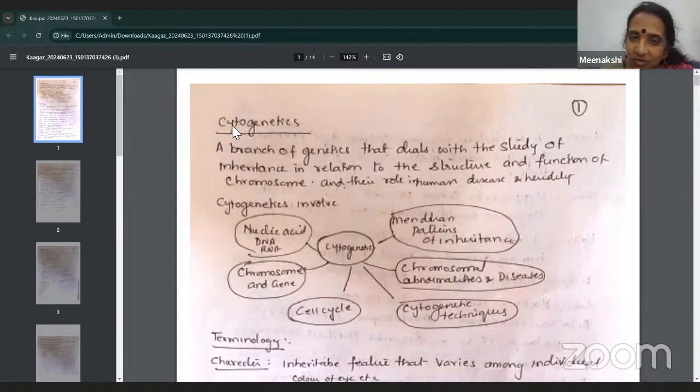Now coming to cyto. Cyto means cell, the genetics of the cell. That is the internal structure or the function of the cell, and how this cell plays an important role in the inheritance of a complete structure. That is what we are going to study. It is a branch of genetics that deals with the study of inheritance in relation to the structure and function of chromosomes and their role in human disease and heredity. So this is the definition of cytogenetics.